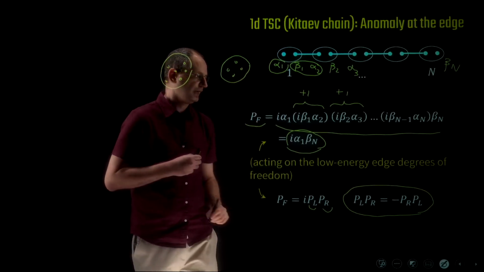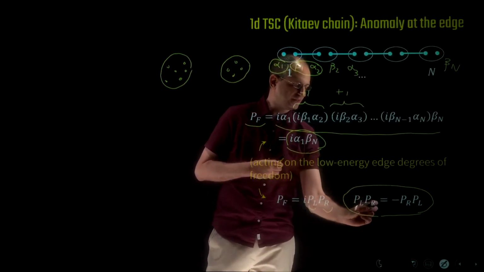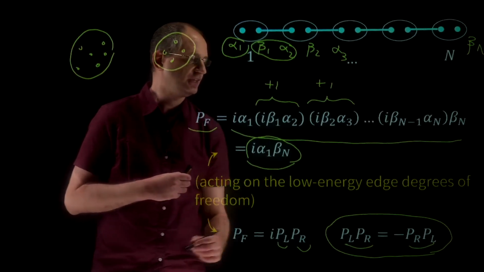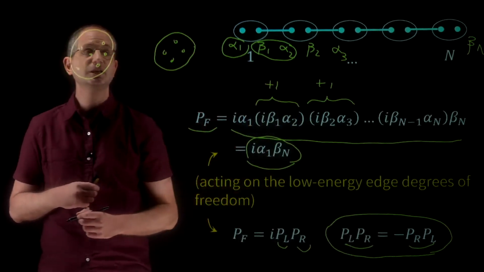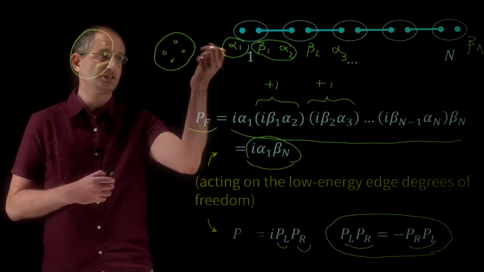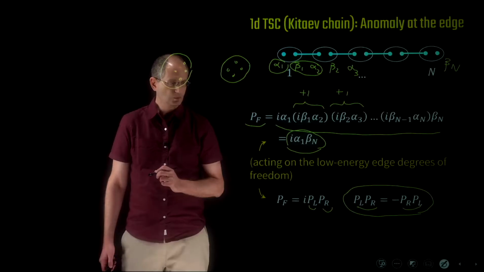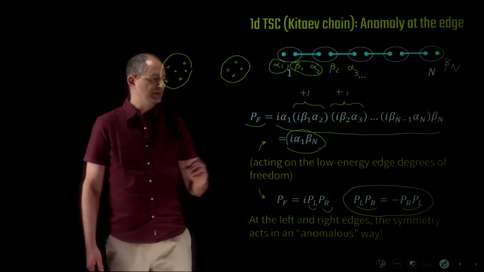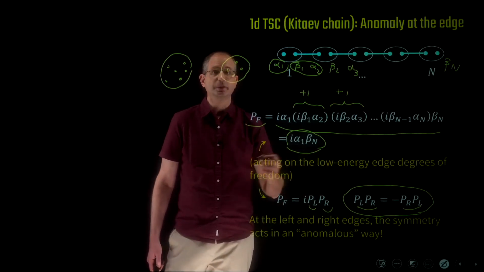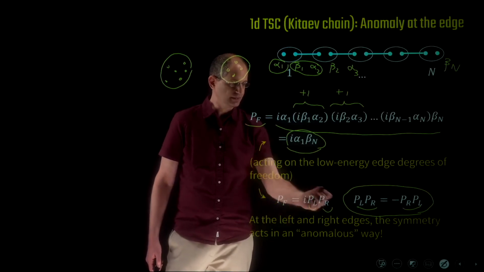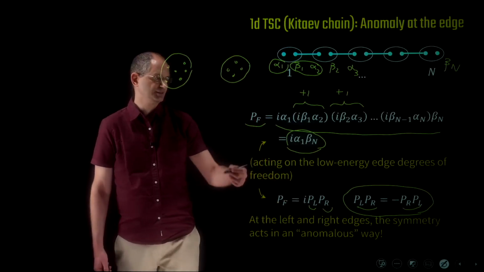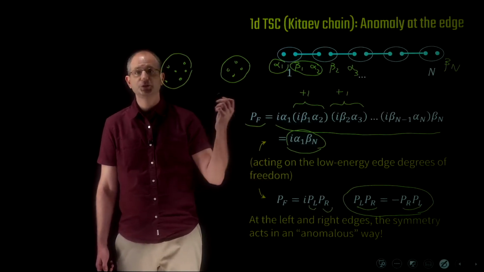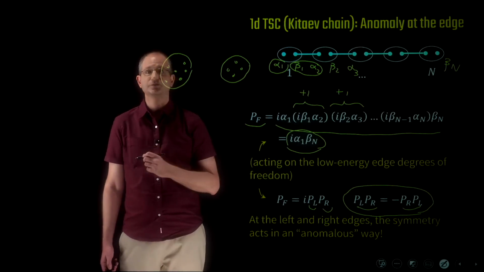Okay, so the fact that these two edge operators anti-commute captures the anomaly of the edge states in the case of the Kitaev chain. So this is yet another way to capture the anomaly. Right, so in this particular case, at the two edges of the system, the fermion parity symmetry acts in an anomalous way. And this implies that the topological phase of the Kitaev chain is protected, even in the presence of interactions.